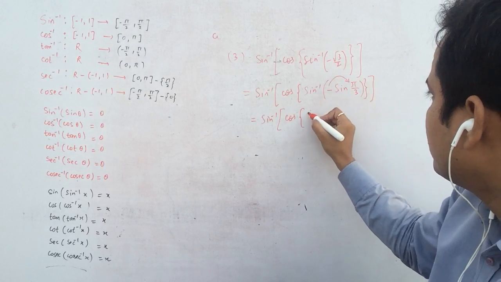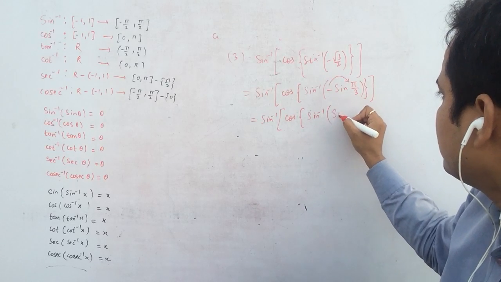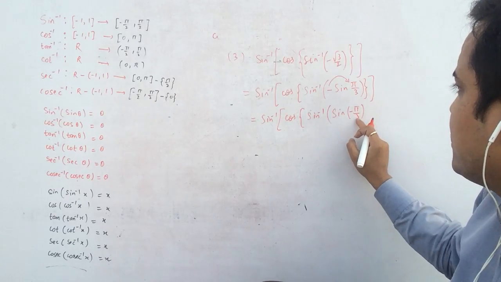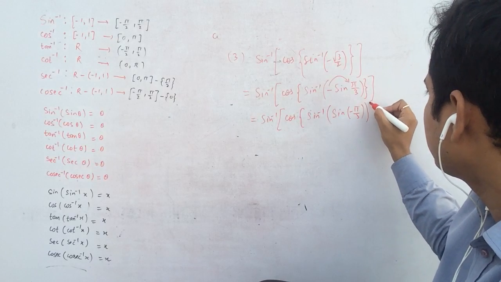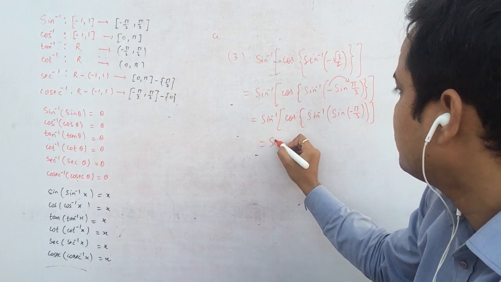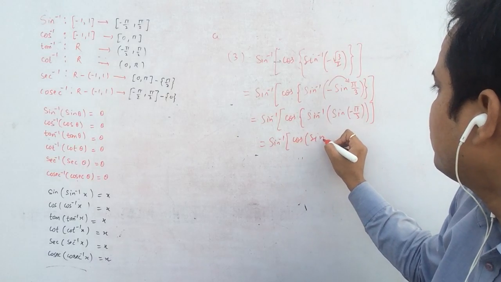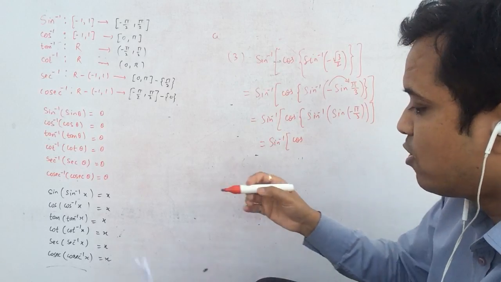Now can we move this minus inside? Yes, we can. Sine of minus pi by 3, because sine of minus theta is minus sine theta. All right. So sine inverse of cos of, now this sine inverse and sine can be cancelled or eliminated.